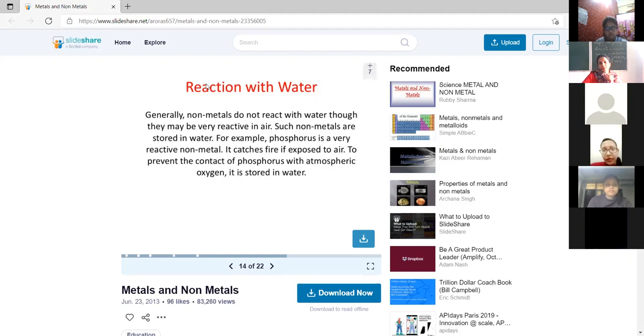And there is one more metal which is kept somewhere else. Can you name it? Sodium. Where is it kept? Kerosene. Sodium is kept in kerosene. Is there any reason for it? Why is it kept in kerosene? Because with air it catches fire. Yes, it reacts with air and water. That's why it is kept in kerosene. It reacts with both air and water.